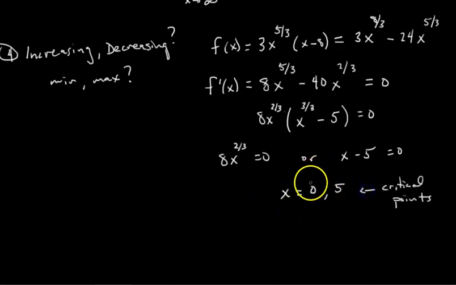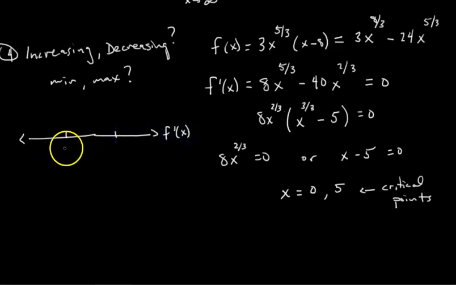So once we get our critical points, now we have to do our first derivative test, which is where we plug these critical points onto a number line of our derivative. So here's our critical point 0, here's our critical point 5. And we have to plug in values below 0, in between 0 and 5, and above 5 into our derivative, and see if it's positive or negative. That'll tell us if the original function f of x is increasing or decreasing on that interval.